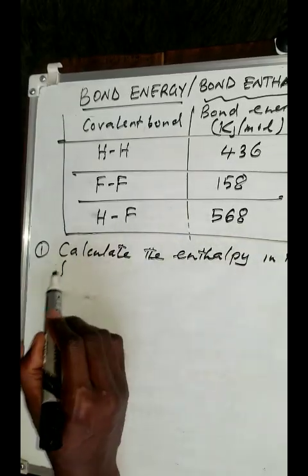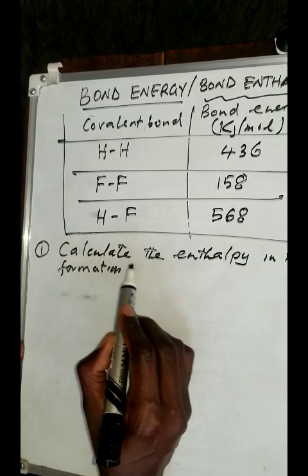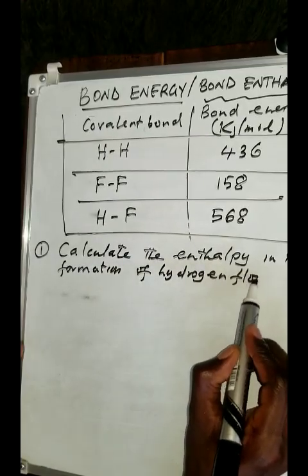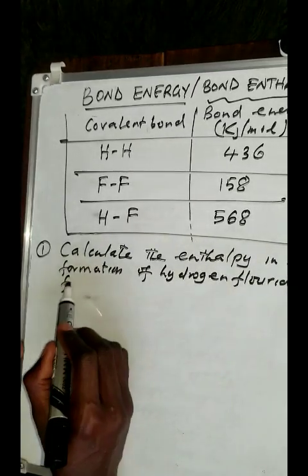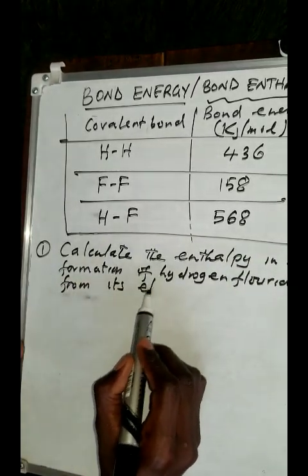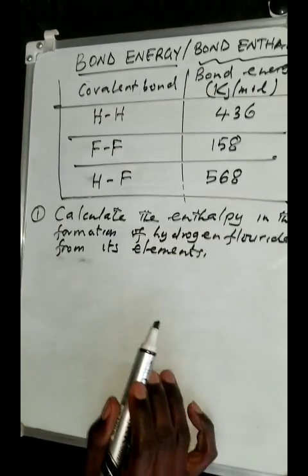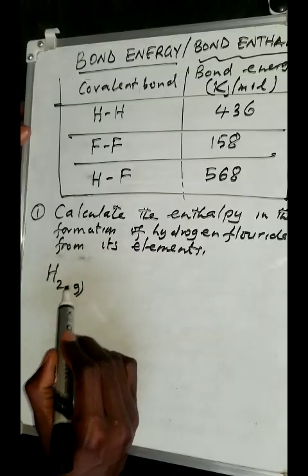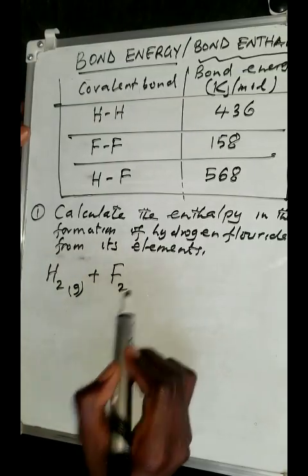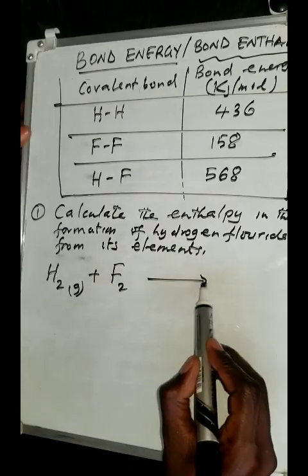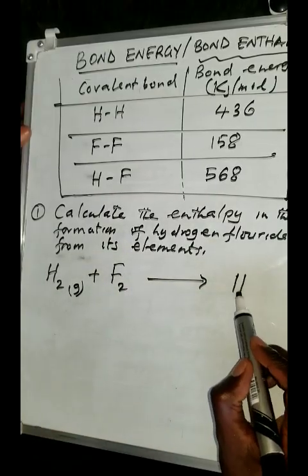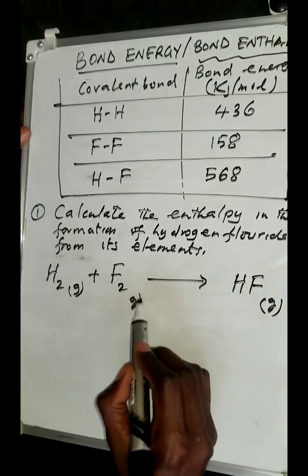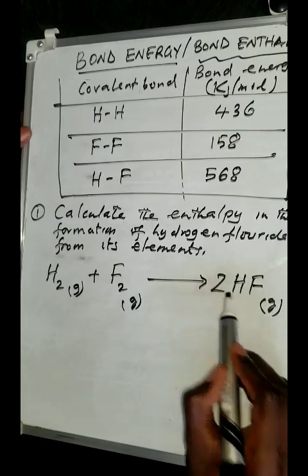in the formation of hydrogen fluoride from its elements. Of course, when I talk about the formation of hydrogen fluoride, it will mean when hydrogen gas is reacting with fluorine, which is diatomic. And when hydrogen reacts with fluorine, you are going to produce hydrogen fluoride, which is also in gaseous form. You need to balance the equation, so I can put a 2 there.